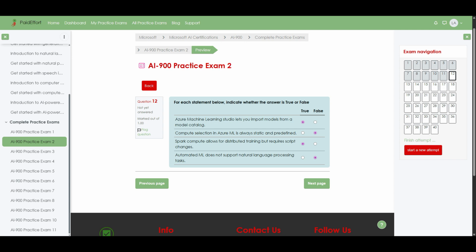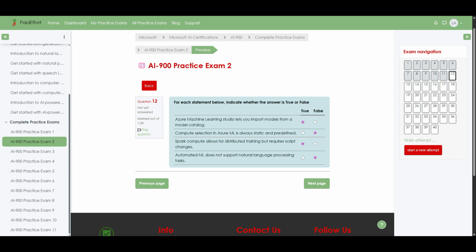First, it's true that Azure Machine Learning Studio lets you import models from a model catalog. This feature allows you to reuse pre-trained models or integrate externally developed ones, making your workflows more efficient. Next, compute selection in Azure ML is not always static and predefined. That statement is false. In practice, compute decisions are often made dynamically depending on performance, cost, and resource availability. So, users commonly tweak settings over time.